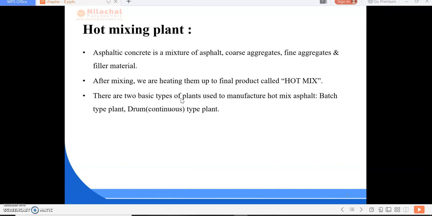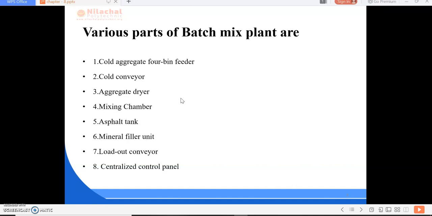There are two basic types of plants used to manufacture hot mix asphalt: batch type plant and drum continuous type plant. Okay, so various parts of batch mix plants are cold aggregate four bin feeder, cold conveyor, aggregate dryer, mixing chamber, asphalt tank, mineral filler unit, load out conveyor, and centralized control panel. So these are the various parts of a batch mixing plant.